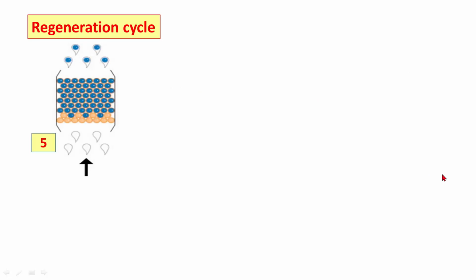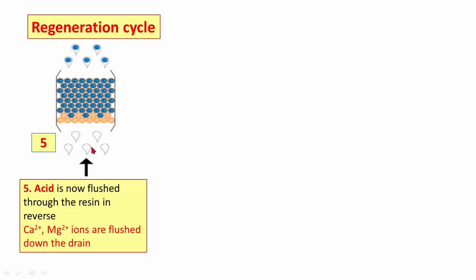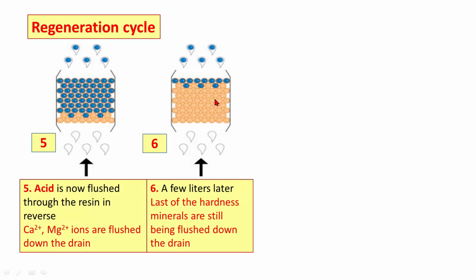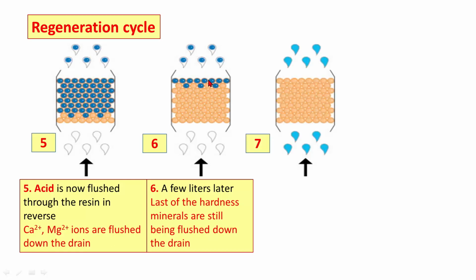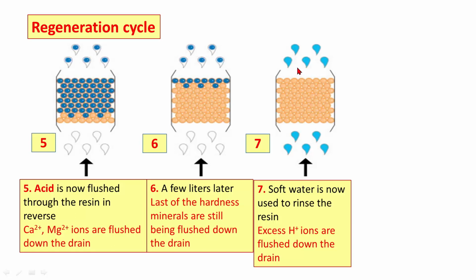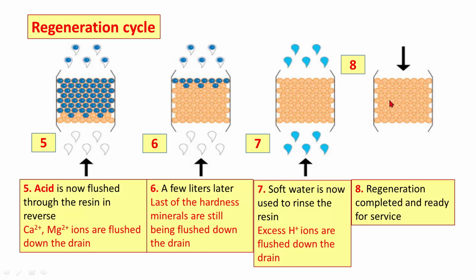For regeneration cycle, acid is now flushed through the resin in reverse. Calcium and magnesium ions are flushed down the drain. A few liters later, hardness minerals are still being flushed out of the drain. Soft water is now used to rinse the resin. Excess H ions are flushed out down the drain. The resin is ready and can be reused.